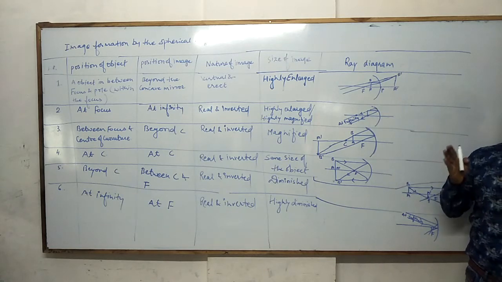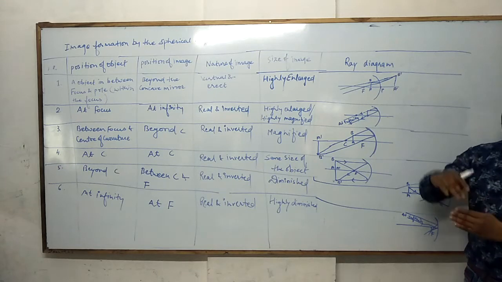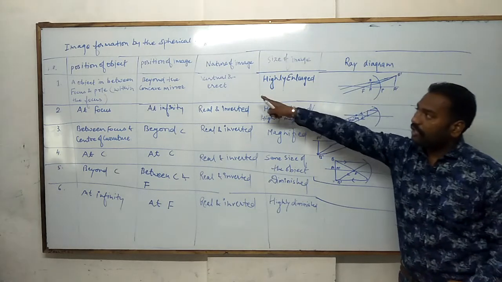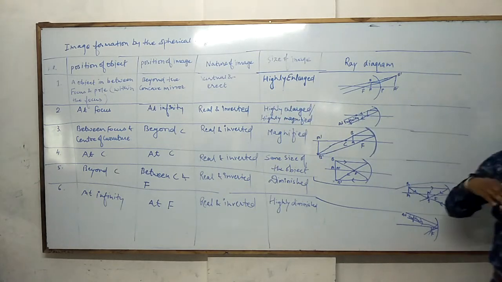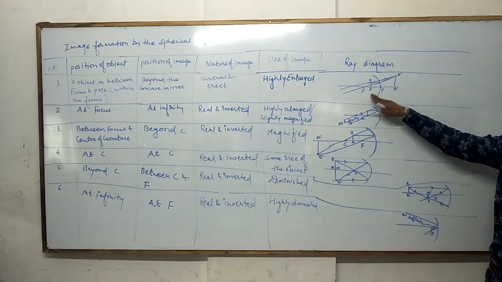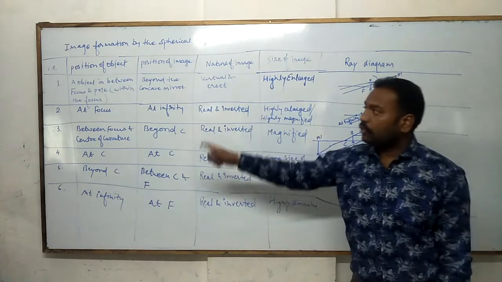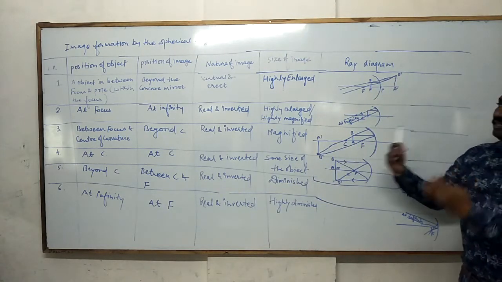It means when they are keeping the dentist mirror within the focus, they can see the highly enlarged image, virtual and erect, in their mirror. So these are the positions of the object, and they can see the virtual image inside the mirror. Then the next position, you have to come in this way.